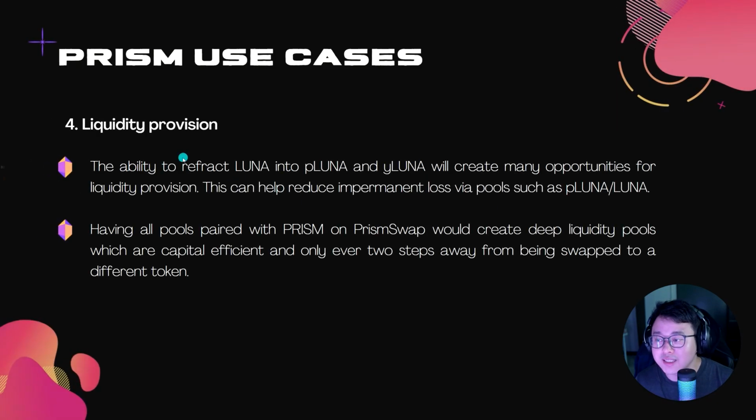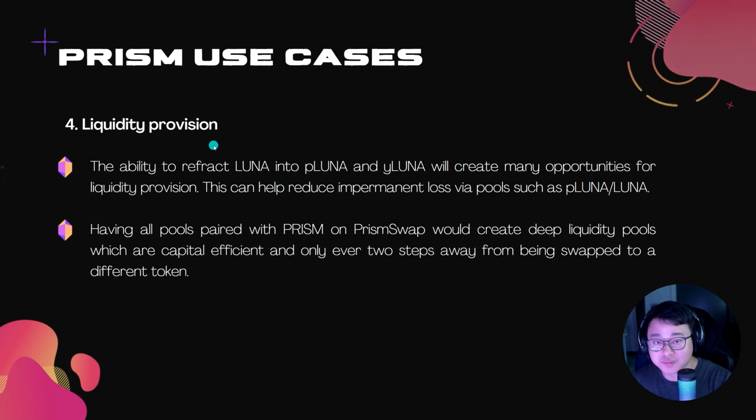And the fourth use case is liquidity provision. So the ability to refract LUNA into pLUNA and yLUNA will create more opportunities for liquidity provision, and you can basically use your pLUNA and yLUNA to provide LP, which will reduce impermanent loss via pools such as pLUNA and yLUNA. And what they have in mind is to have all the pools paired with the Prism token on Prism Swap, which would create deep liquidity pools so that it's capital efficient and only 2 steps away from any swaps onto any different token.